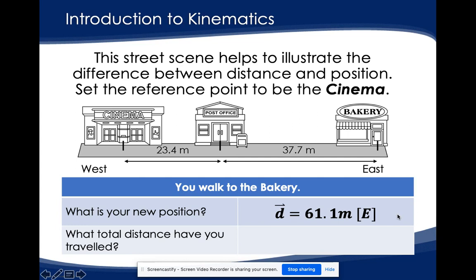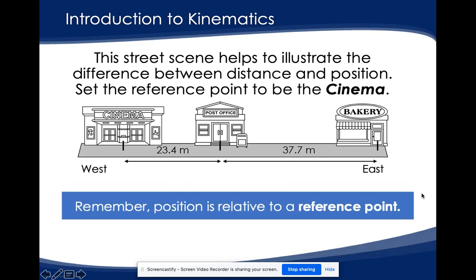So what total distance have we traveled? Now our total distance walking is 107.9 meters. If you remember, we started at the movie theater, we walked to the post office, and then we walked back to the movie theater, and now we walked all the way down to the bakery. So we're accounting for that total distance that we've traveled. Your distance now that you've covered is 107.9 meters.